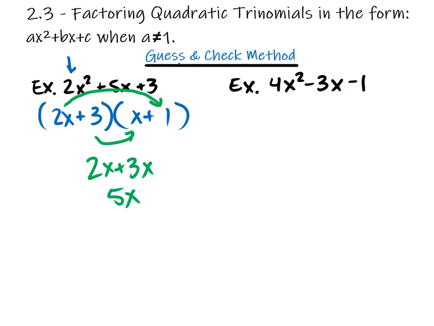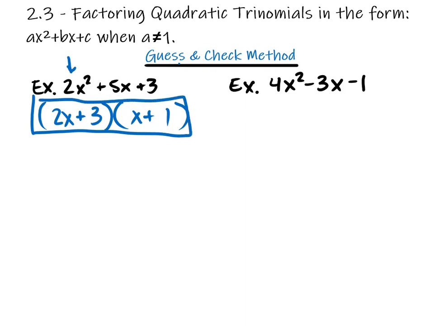That matches the middle. We know 3 times 1 gives me the 3 at the end. We know 2x times x gives me 2x squared. And that is our correct answer. As you can tell with this method, a little bit of drawbacks is there's a lot of guessing and checking. I mean, we found the right factors, but it took a while. Okay, let's try the second example.